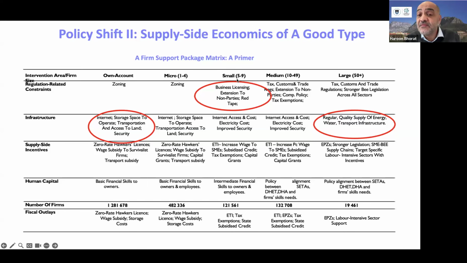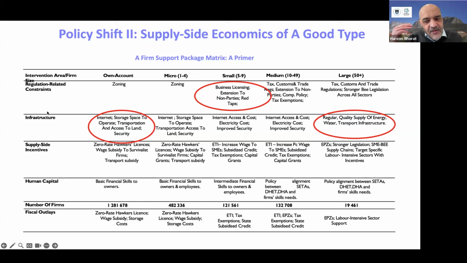This is a small firm that could be a law firm, right? It could be a parachute maker in KZN, right? And it could be a furniture maker with a medium firm. And this is the large firm that we're possibly most accustomed to, right?